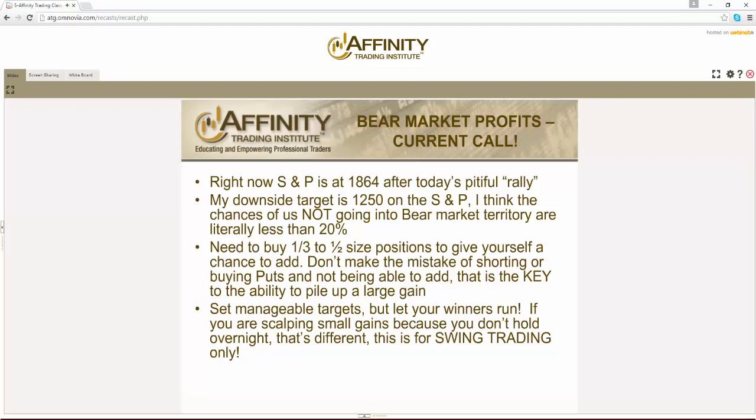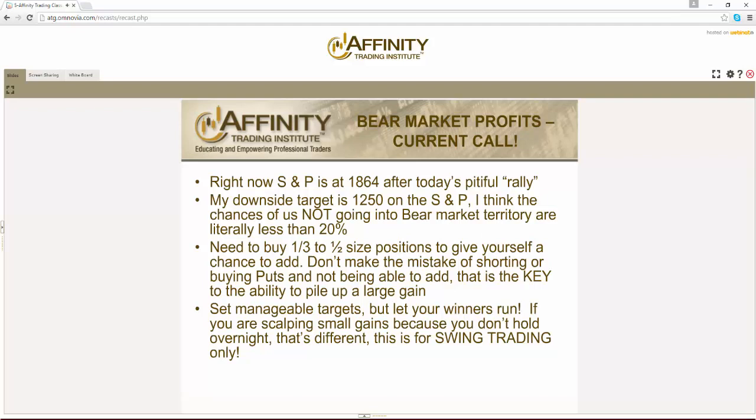So if you have a swing trade or even a scalp, you might want to let a little piece of it run. So if I were to, for example, leg into a position and I filled my full position and it starts to move my way, I'm not just going to take profits the second it goes 2 cents in my direction. I want to give myself a chance to have a pretty big winner. If you're scalping small gains because you don't hold overnight, that's different. Again, this is for swing trading only.